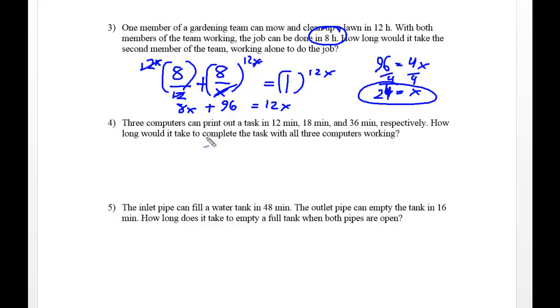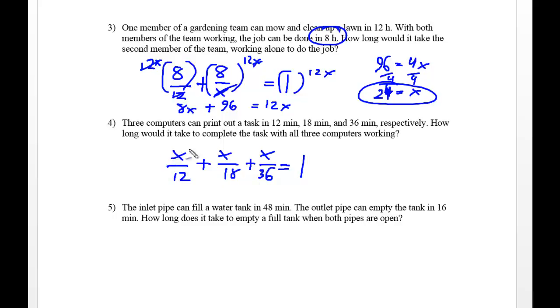Now this is a situation where we have 3 printers. 3 printers can print out a task in 12 minutes, 18 minutes, and 36 minutes respectively. How long would it take to complete the task with all 3 working together? Well, with these printers, we are going to have 3 different fractions, and each printer is going to have its own working speed: 12 minutes, 18 minutes, and 36 minutes. Once we get done working together, all 3 should be done in less than 12 minutes, because these slower printers are still going to help push this one along.